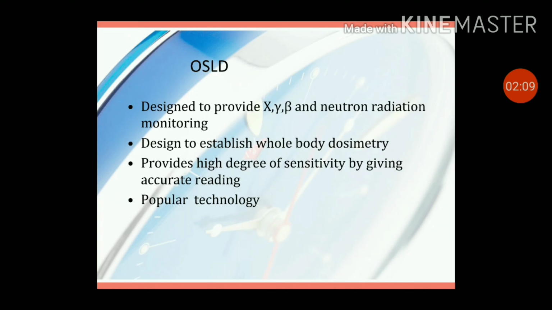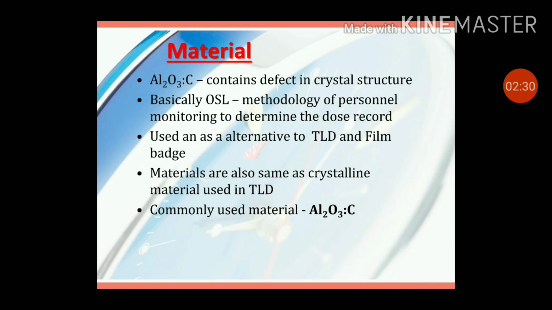The material used for the OSLD is aluminium oxide doped with carbon. So it contains defects in the crystal structure. Basically, the OSL methodology of personal monitoring is used to determine the dose record, and this OSL technology is used as an alternative to TLD and film badges. The materials are also the same crystalline material that is used in TLD.